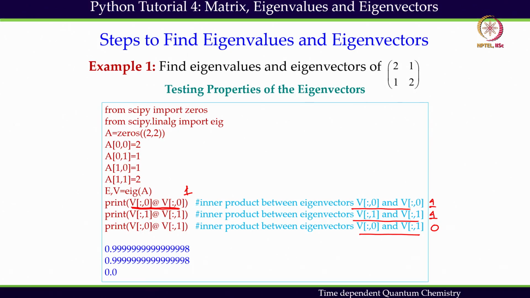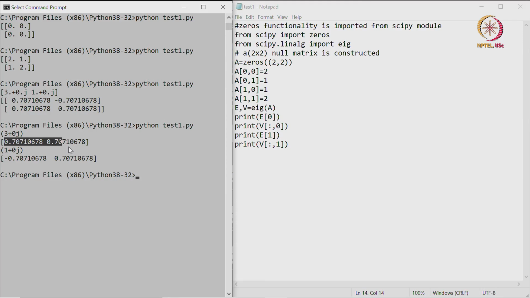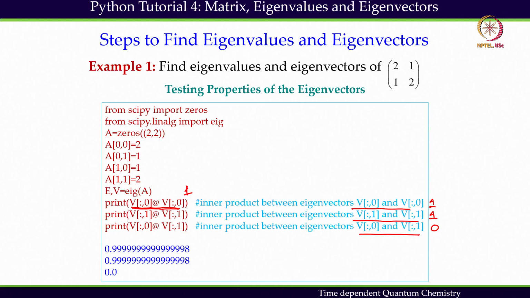So, let us prove that we have situations like this, and there is a very simple way to get the inner product. The inner product can be computed using the at the rate sign, the @ sign. This is the vectorial product.